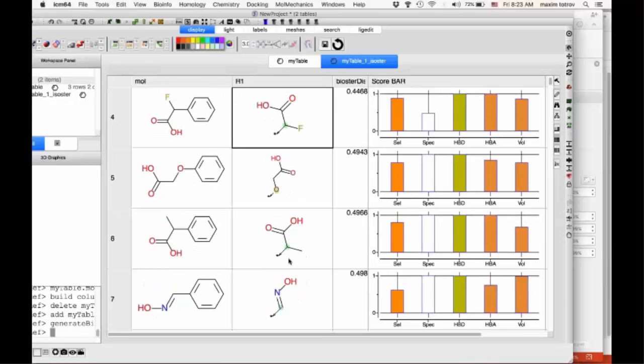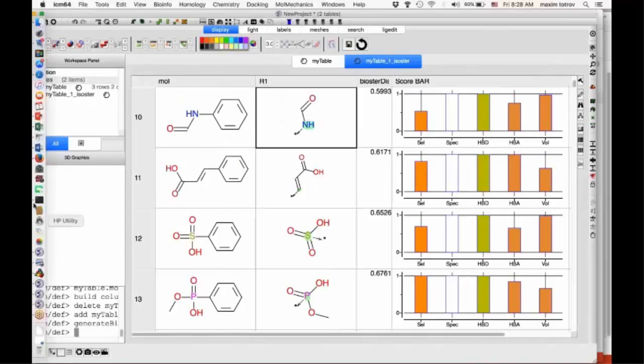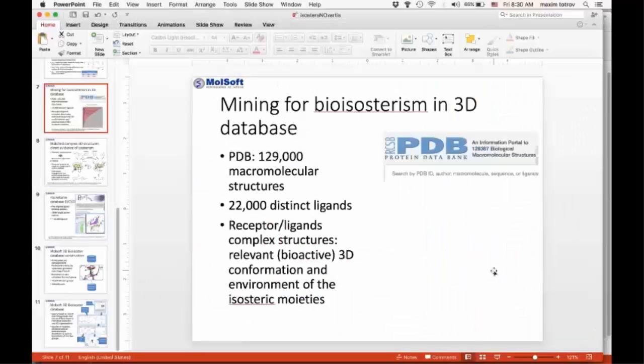So the next part is about finding bioisosterism in a 3D database. PDB is fairly large now. It has 130,000 structures and over 20,000 distinct ligands. The number of ligands is still dwarfed, of course, as compared to, let's say, ChEMBL.